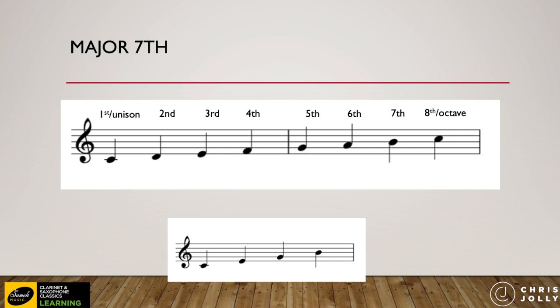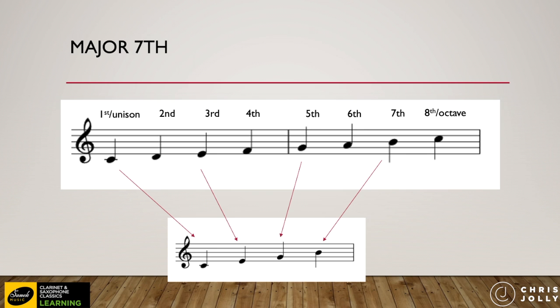The next one that we've got here is our major seventh. Nothing really to shout about here. Our major seventh does include the first, the third, and the fifth degree of our major scale. And then, surprise, surprise, with it being a major seventh, we add the major seventh.